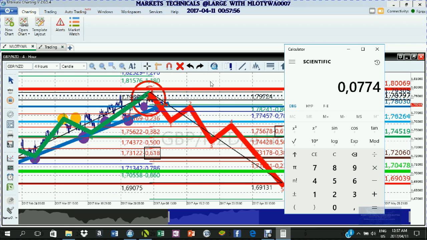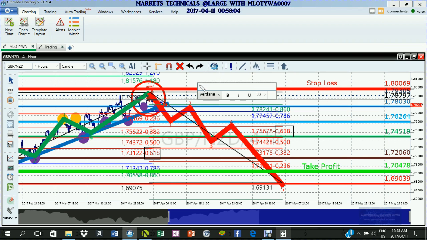That is equal to 774 pips, guys. That should be written down. 774 pips. So profit, guys, profit 774 pips. Profit in pips, guys. I should do this. Okay, that's fine. So it's 774.